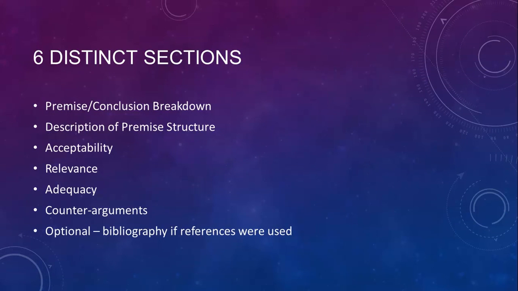What you do have to do, so that's in the description of premise structure, is give us some description of how the premises are supposed to relate to each other and to the conclusion. Could be a diagram, or you could just explain it in words. Either is fine. Then you're going to do a separate section on acceptability of the premises, and then a separate section on the relevance of the premises to the conclusion, the adequacy of the premises to establishing the conclusion.